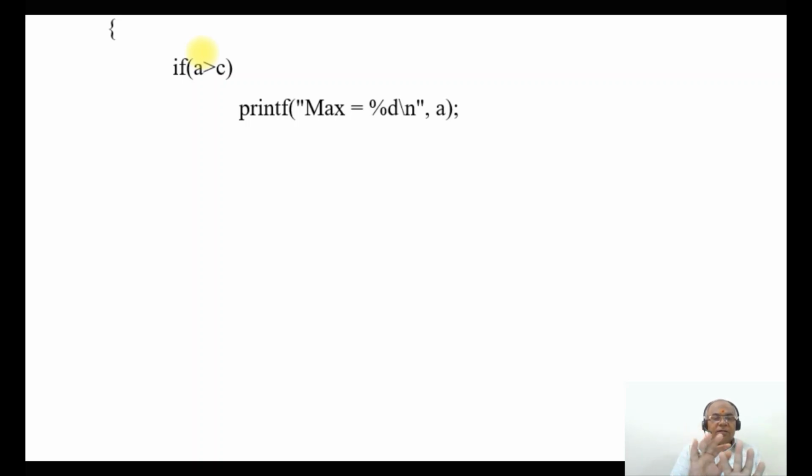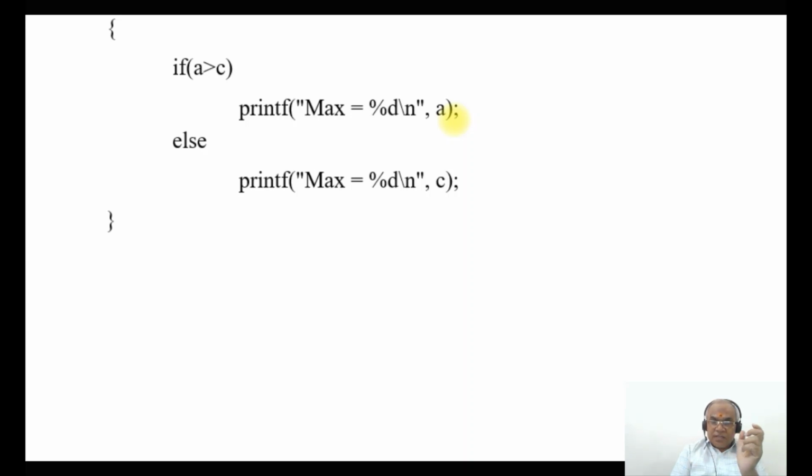Because we have three numbers, first we consider a and b. If that condition is true, then we compare a and c. If that condition is also true, then the maximum is a. If that condition fails, that is, a is not greater than c, then it will print the value of c: "%d maximum equals %d\n", c.